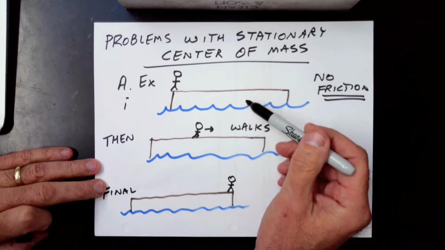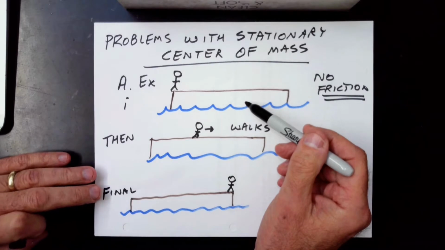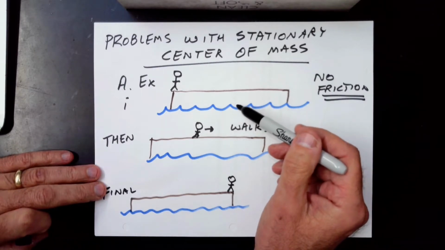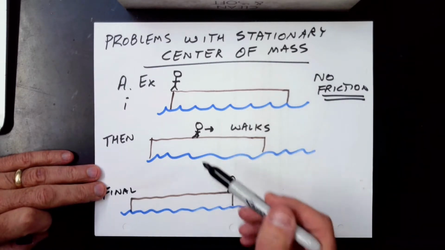And it has the unrealistic idea that there's no friction between the raft and the water, which of course is completely wrong. Maybe we shouldn't call it friction, but there's definitely resistance from the water. So this would never happen in real life.